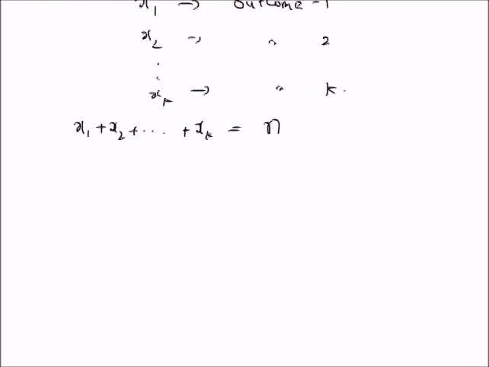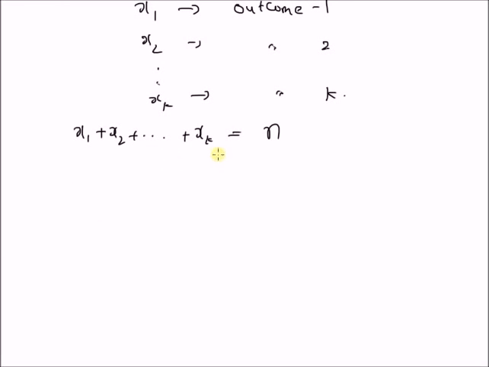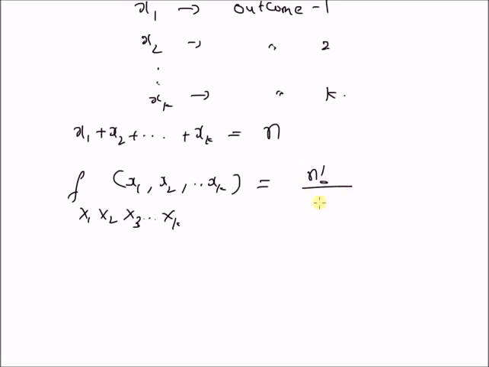Then the probability distribution or probability mass function of these k random variables that sum to the number of trials n is given by the multinomial distribution. P of x1, x2, xk is equal to n factorial by x1 factorial, x2 factorial and so on up to xk factorial multiplied by p1 power x1, p2 power x2 and so on to pk power xk. So this is the multinomial distribution.